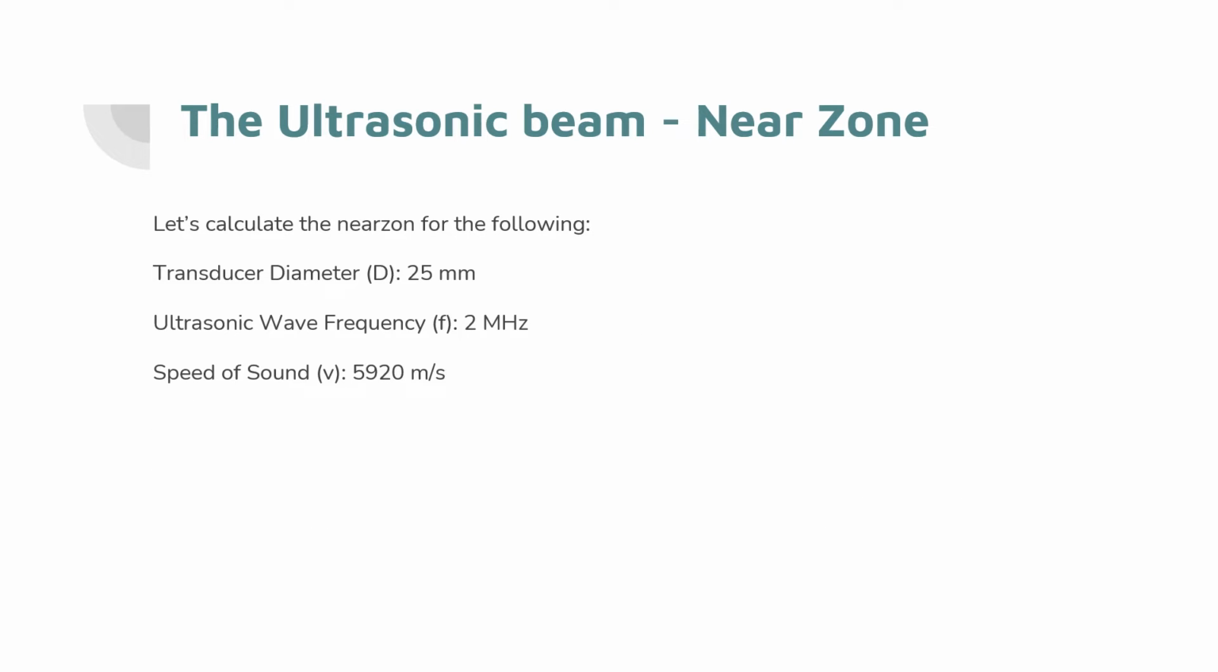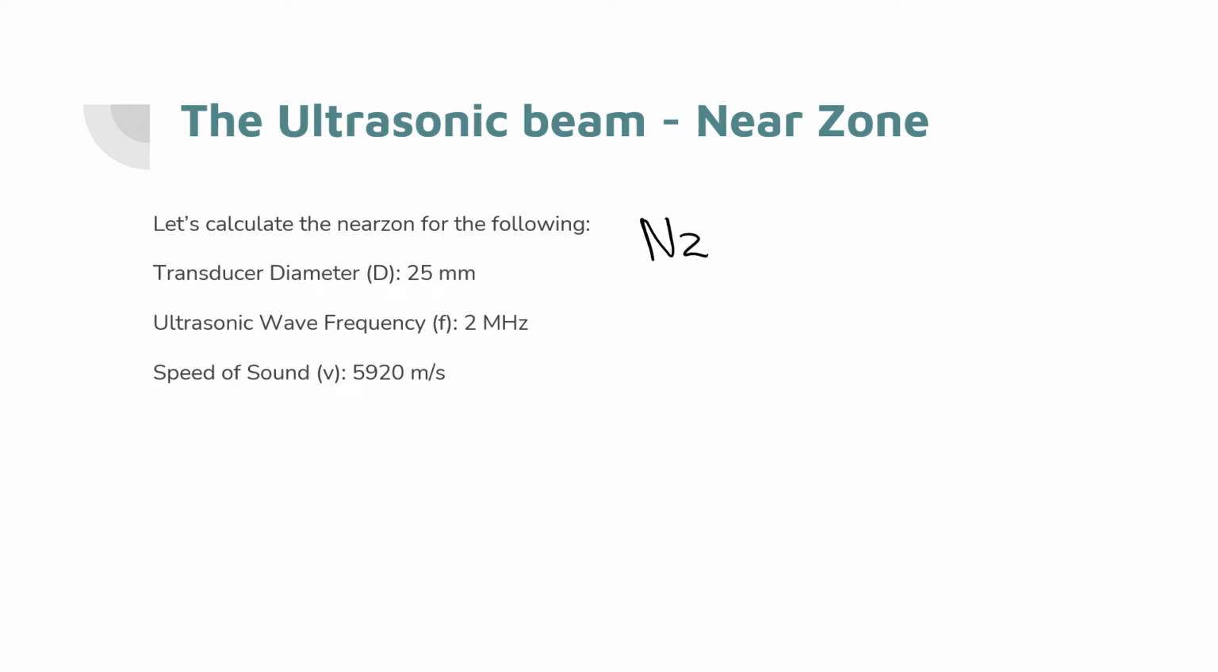Okay, so let's get down to business. This is typically the type of question you will be asked. So let's calculate the near zone for the following. We get a transducer diameter, a wavelength, a frequency, and a speed of sound. So we'll use my formula.